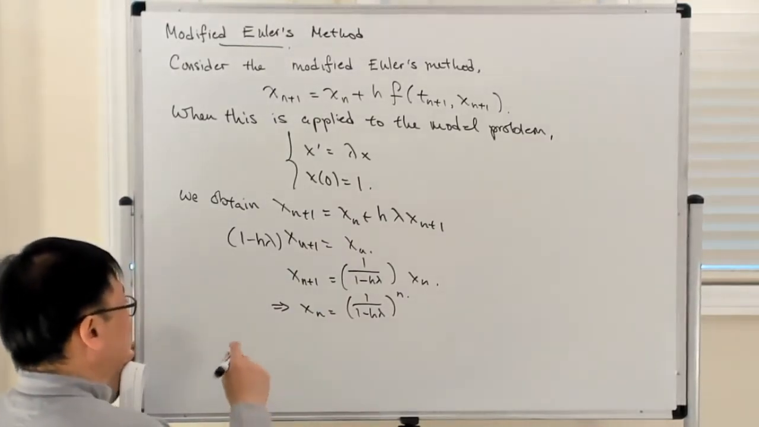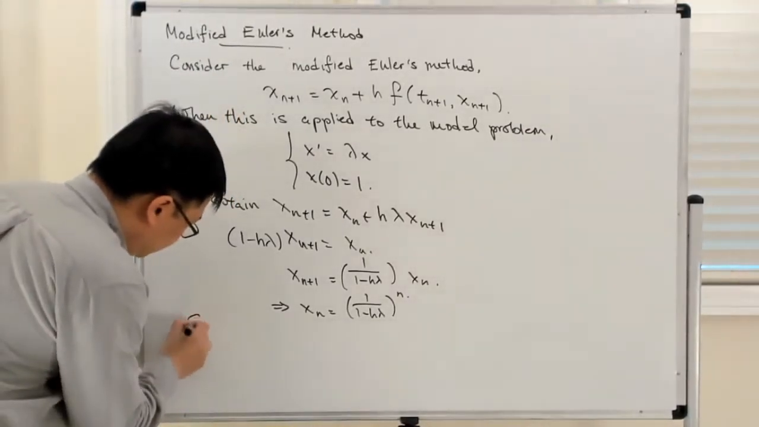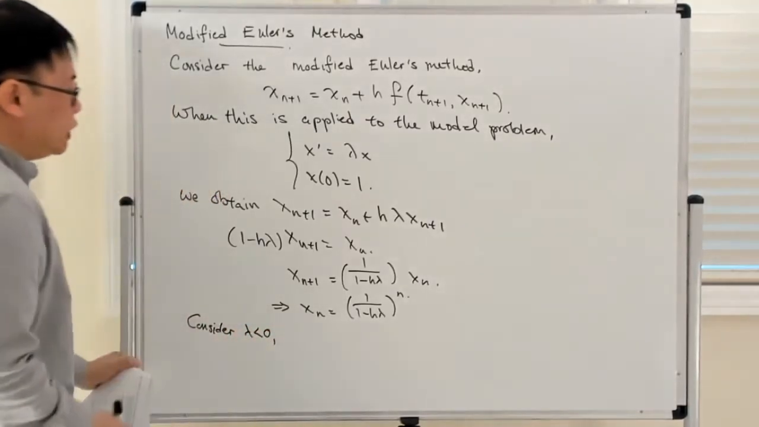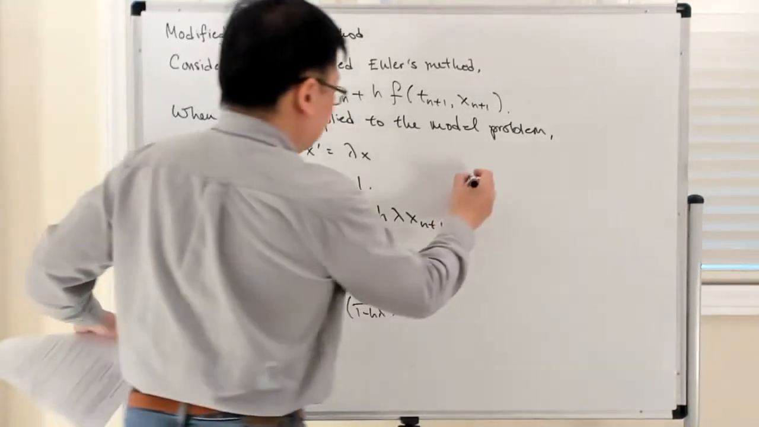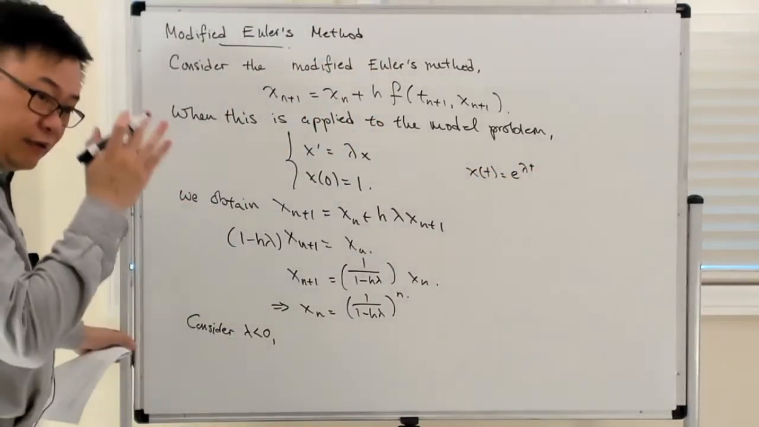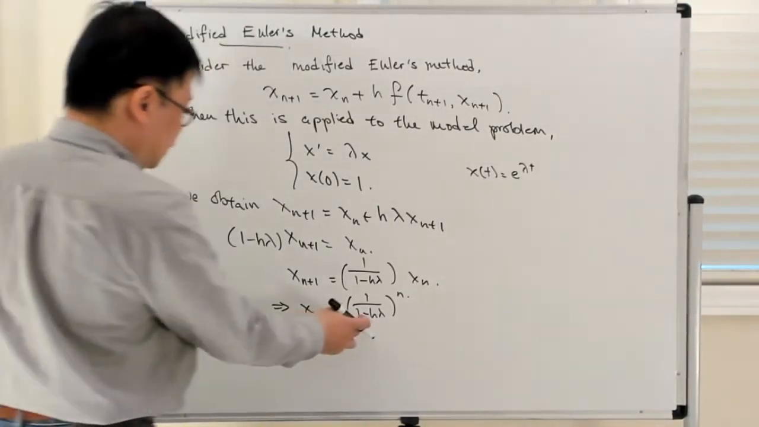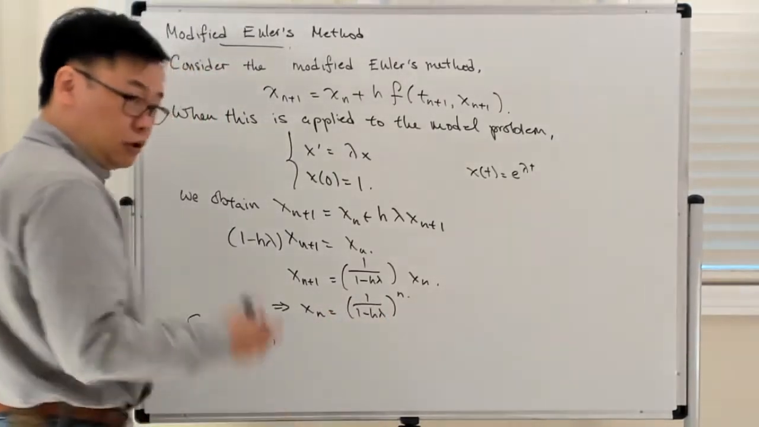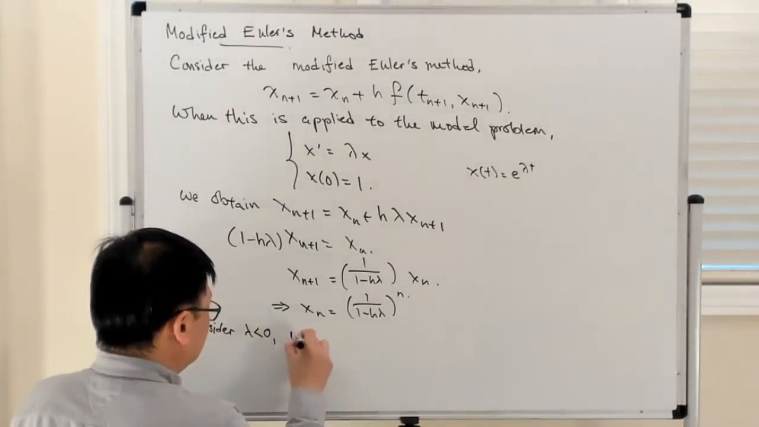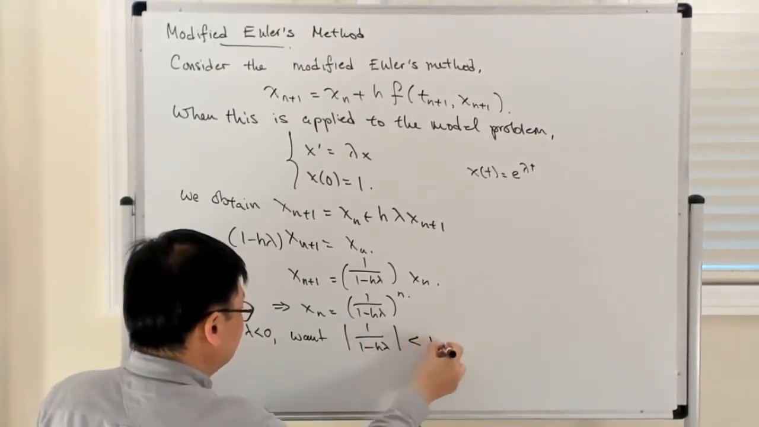Okay, so let's look back again at the situation where we want to consider lambda being negative. When lambda is negative, you know that the solution looks like x of t is equal to e to the lambda t. So when lambda is negative, you have an exponentially decaying solution, which goes to 0. So you want the numerical solution to go to 0 as well. So consider a situation where lambda is less than 0, then we want the absolute value of 1 over 1 minus h lambda to be less than 1.